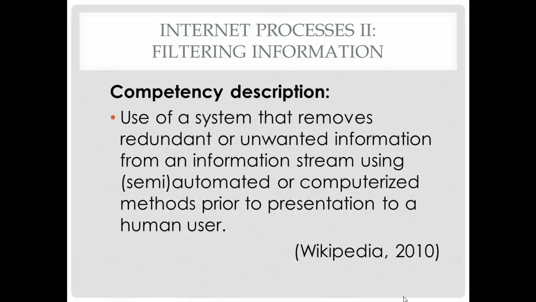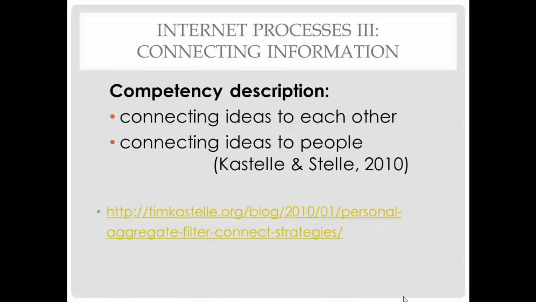Internet processes 2, filtering information. A competency description can be viewed as use of a system that removes redundant or unwanted information from an information stream using semi-automated or computerized methods prior to presentation to a human user. And again, that's taken from Wikipedia 2010. Internet processes 3, connecting information. A competency description can be viewed as connecting ideas to each other, connecting ideas to people. Castell and Stell, 2010. And the URL for the website is given on the slide.